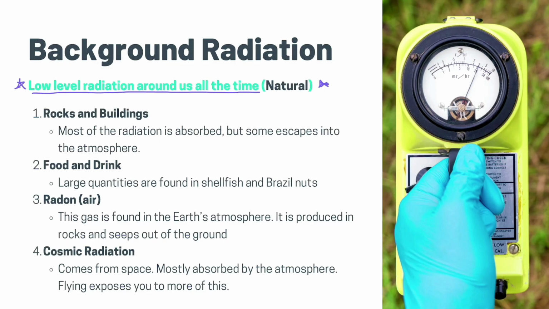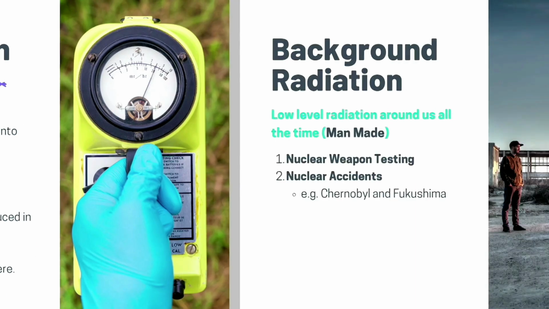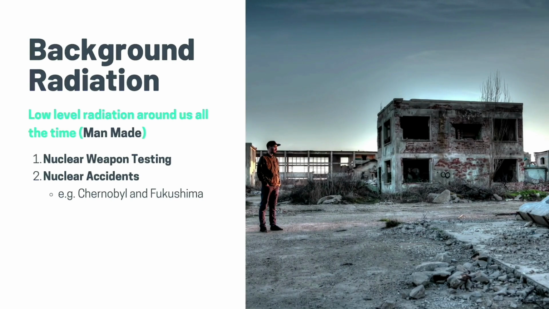And finally, another source of natural background radiation is cosmic radiation. It comes from space. Now, what the atmosphere does, amongst many other things, is absorb much of this cosmic radiation. But if you go above the atmosphere, or closer to the top of the atmosphere by flying in an airplane, you get exposed to more of this background radiation. There's also man-made background radiation as well. So this low-level radiation that's around us all the time, not all of it is natural. Some of it is man-made.